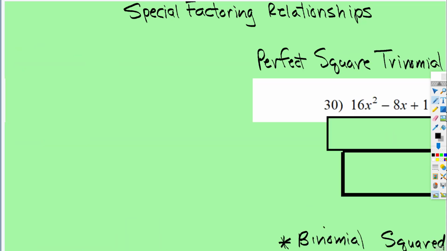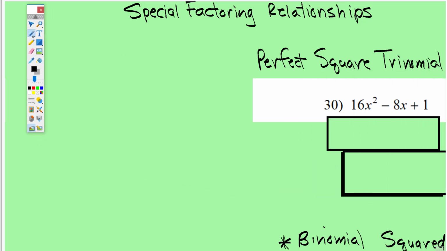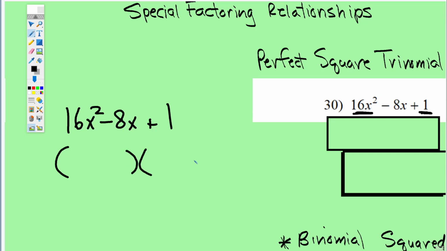The second type is perfect square trinomial. A perfect square trinomial is when the first term is squared and the second term is squared, and you're going to do the same thing. I'm going to rewrite this over here. You put your two sets of parentheses. The square root of 16x squared is 4x, so I'll put 4x in both locations. The square root of 1 is 1.